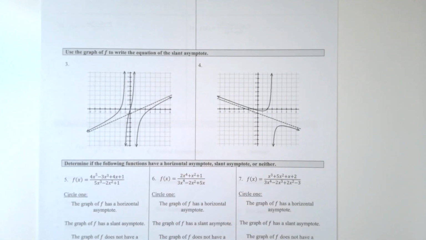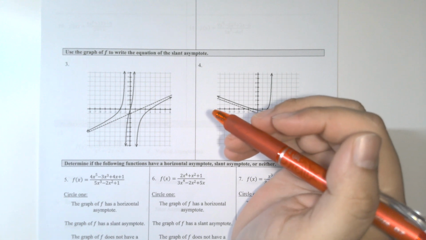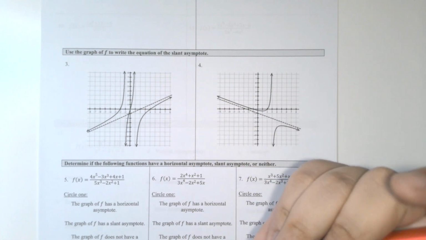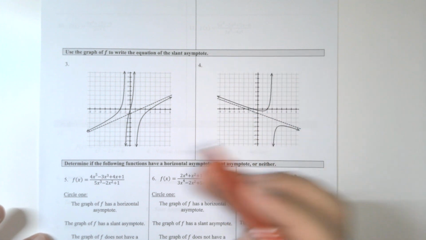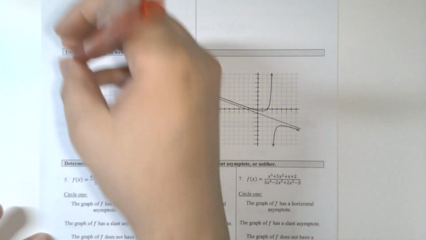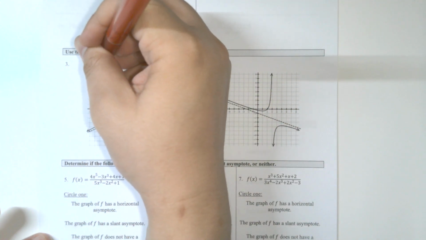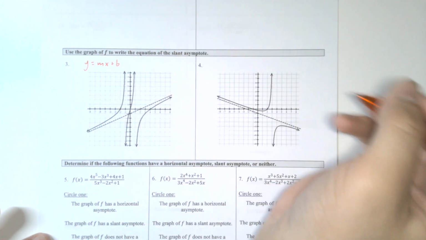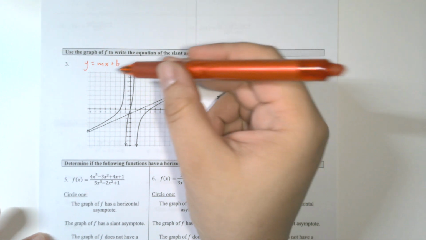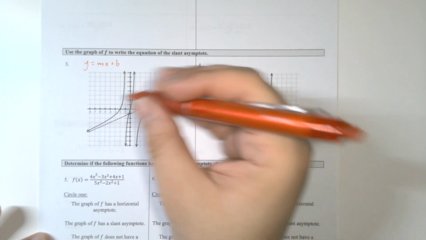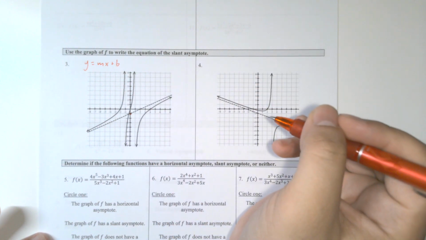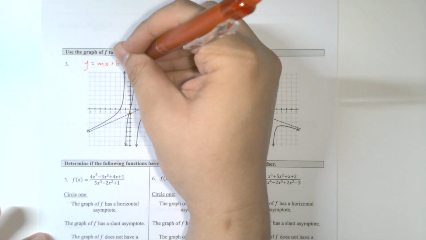So for number 3, we want to use the graph of f to write the equation of the slant asymptote. For these slant asymptotes, all we need to do is find the slope of the function. Remember, any line like this can be represented in the form y equals mx plus b. So if we're able to identify the slope and the y-intercept, then we can find the equation of this line. Notice that the y-intercept here is at -1.